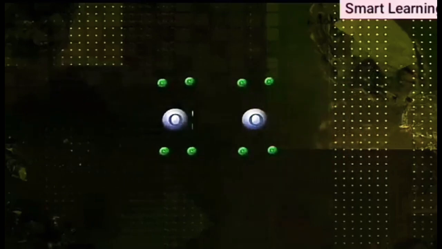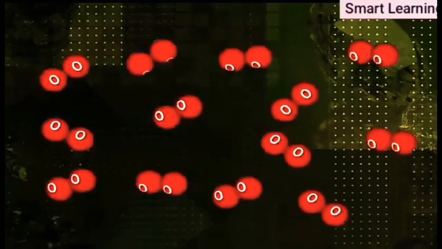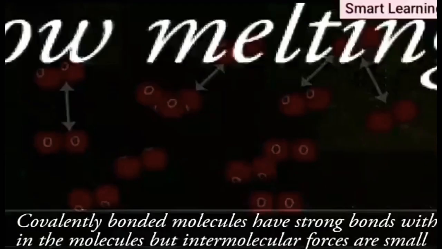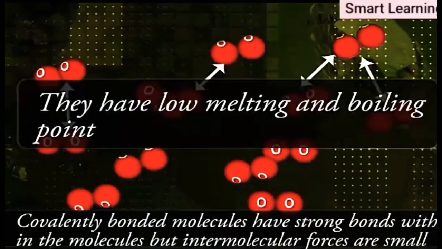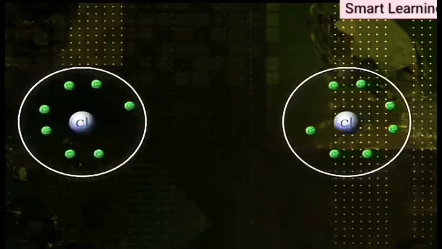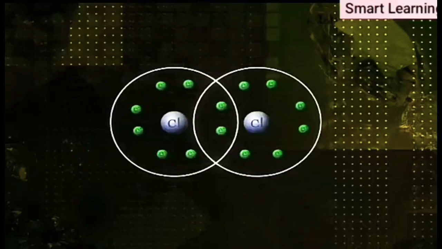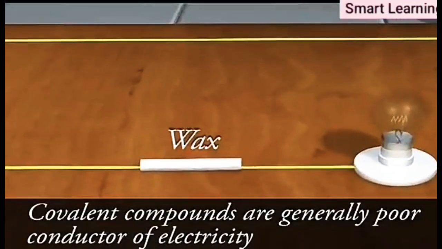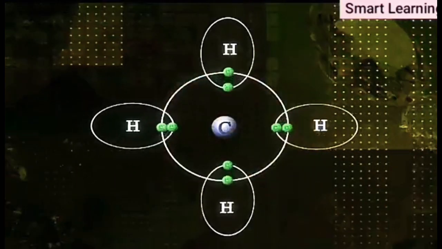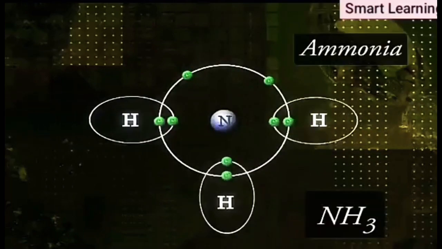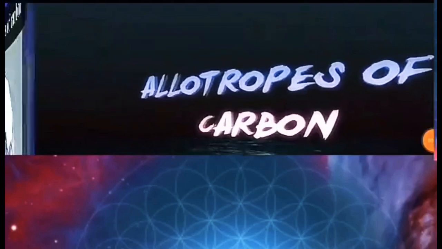Covalently bonded molecules have strong bonds within the molecules, but intermolecular forces are small. So they have low melting and boiling points. Since the electrons are shared between atoms and no charged particles are formed, such covalent compounds are generally poor conductors of electricity. Some other examples of compounds with covalent bonds are methane and ammonia.